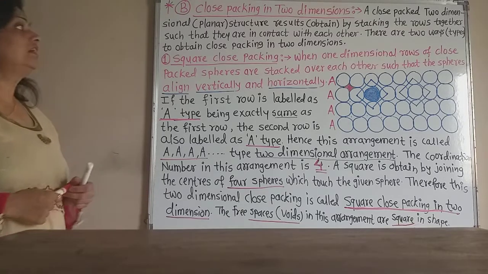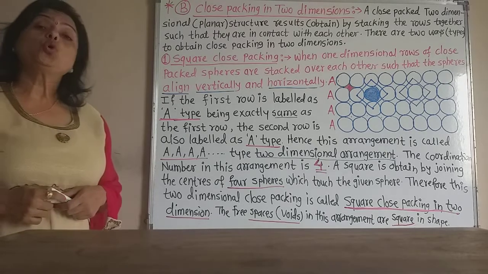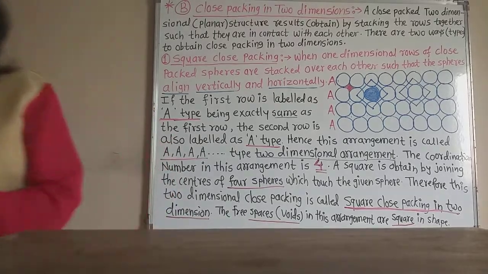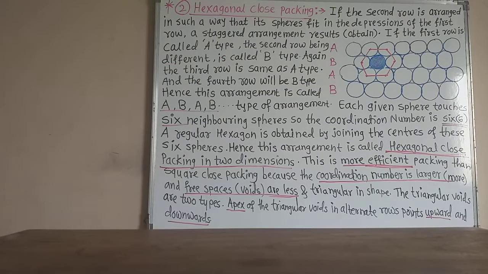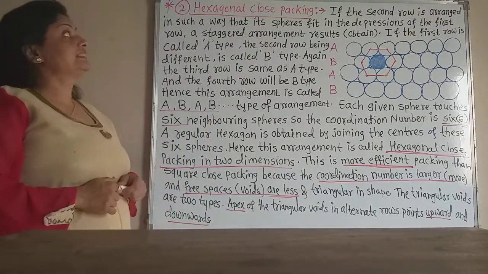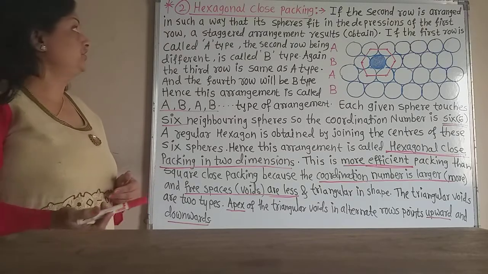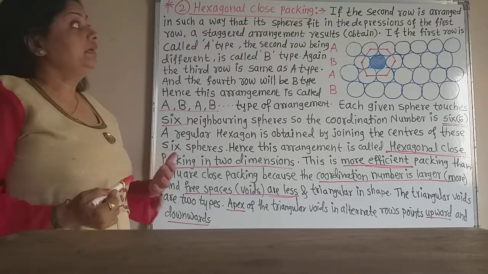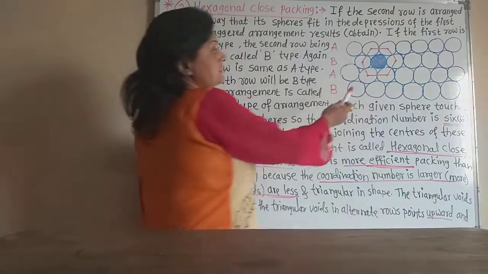Now let us learn the second two-dimensional close packing, that is the hexagonal close packing, and why it is called the hexagonal close packing. Let us learn. Now let us learn the second type of two-dimensional close packing, that is the hexagonal close packing. If the second row is arranged in such a way that its spheres fit in the depression of the first row, let us see this figure.